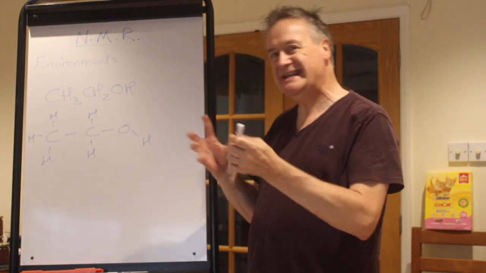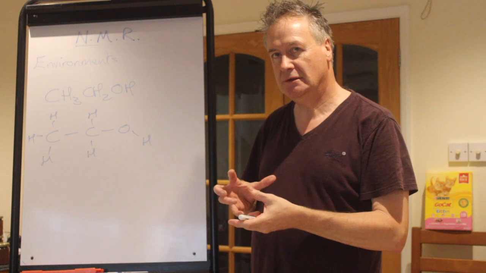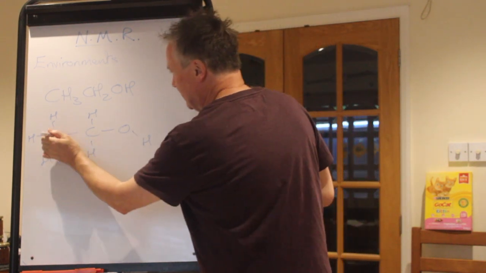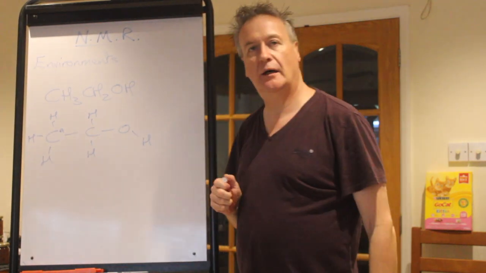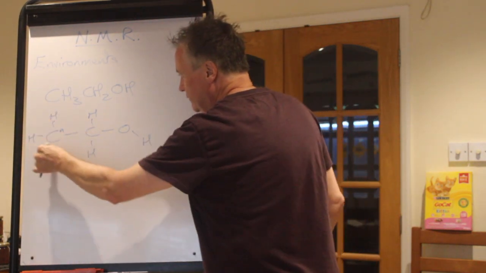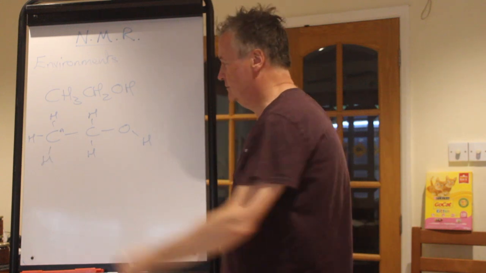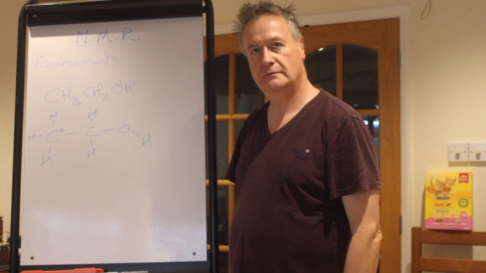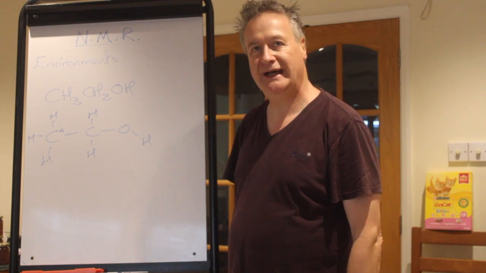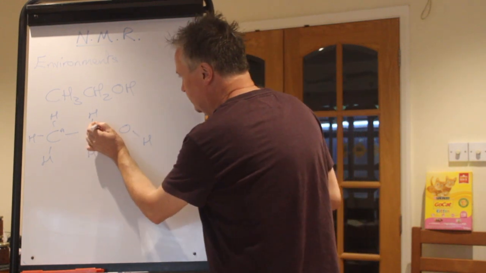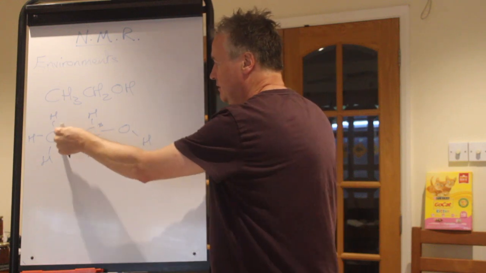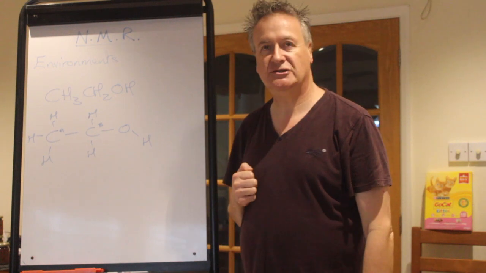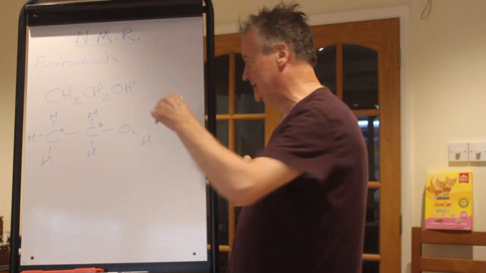environments means what is around the atom that you're looking at. So if we're looking at this atom here, I'll call it carbon A. It is surrounded by 3 hydrogens and it's joined to 1 carbon. Environment A. If you look at this carbon, it is joined to a carbon, 2 hydrogens and an oxygen. That's not the same. That's a different environment.